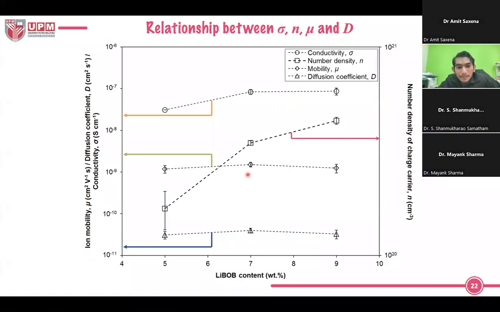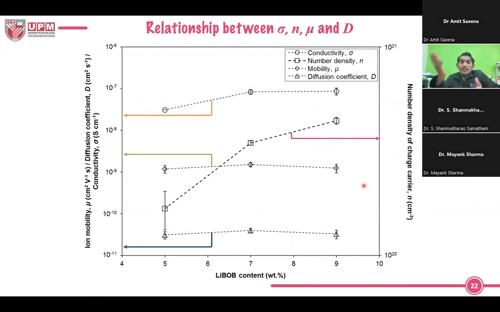We can see that when we increase the LiBOB, the number density of charge carriers increases. And the diffusion and mobility are almost constant. So we can conclude that the conductivity trend in the electrolyte system, which is the MC-LiBOB system, is dominantly contributed by the number density of charge carriers.